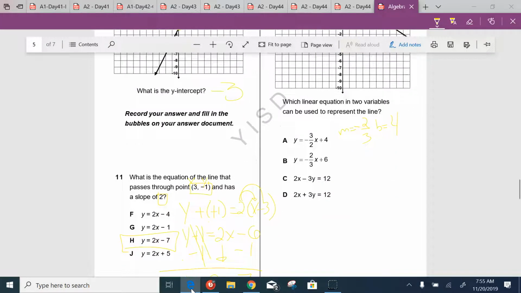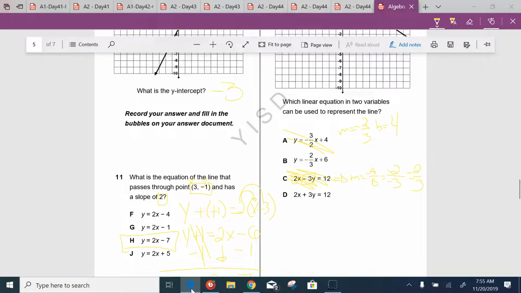A slope of negative 2/3 does not appear here, so I can take that out. Here I have standard form, so I'll go ahead and find the slope. The slope is equal to the opposite of your a value divided by your b value. A is positive 2, so that gives me a negative 2. B is negative 3. Negative divided by negative is a positive 2/3. I get a negative 2/3, so I can take this one out now.